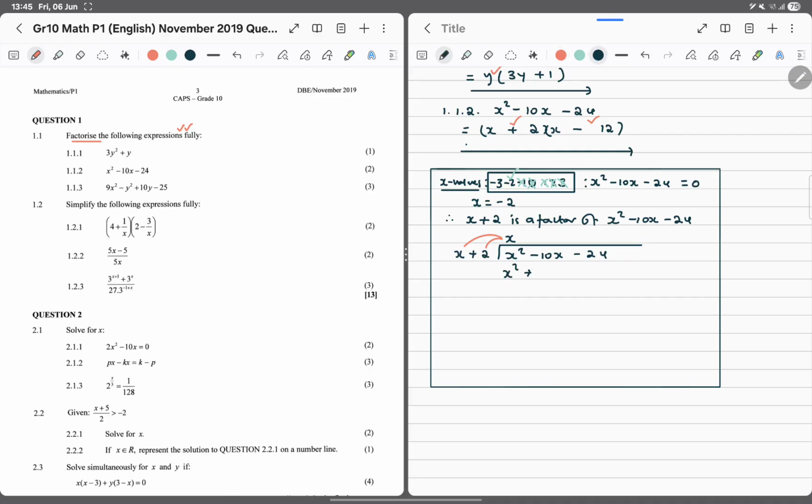Plus x times 2 is going to be 2x. Again, remember with long division, there's that negative hovering around, cancelling things. So once we distribute the negative, we're going to have x squared minus x squared. That's 0. Minus 10x minus 2x gives us minus 12x. We take down the minus 24.